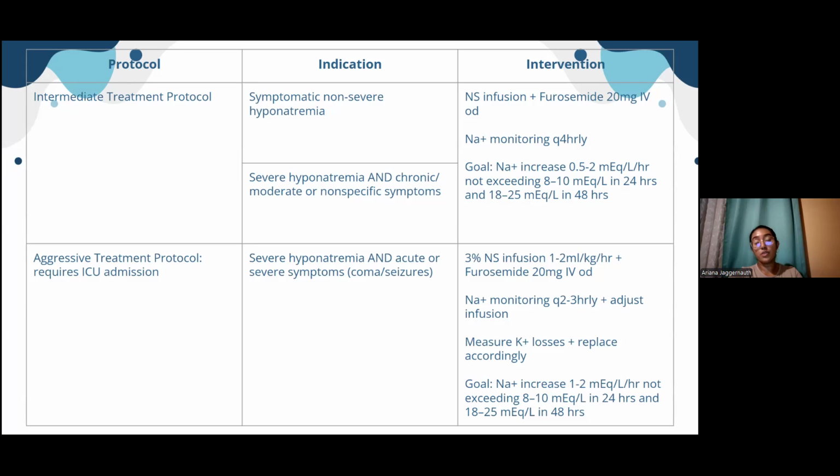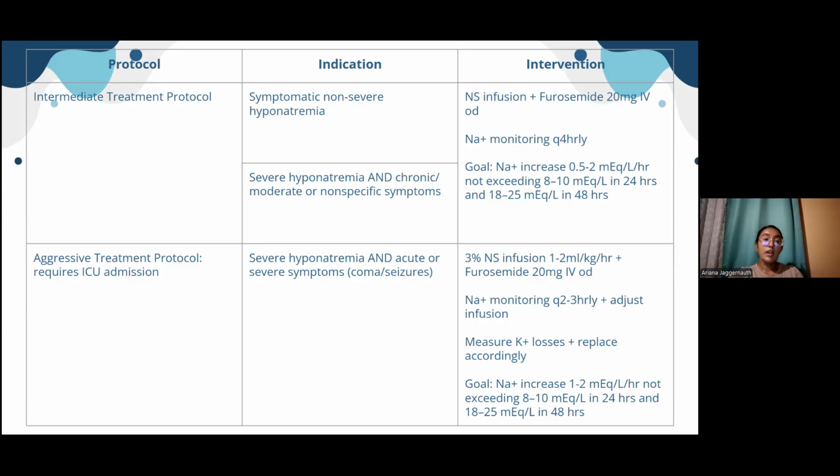Q4 hourly sodium monitoring, and the overall goal is to increase sodium levels at a rate of 0.5 to 2 milliequivalents per liter per hour, not exceeding 8 to 10 milliequivalents per liter in 24 hours, and not exceeding 18 to 25 milliequivalents of sodium per liter in 48 hours. And this is because of the risk of osmotic demyelination syndrome, which I will discuss in a little bit as well.